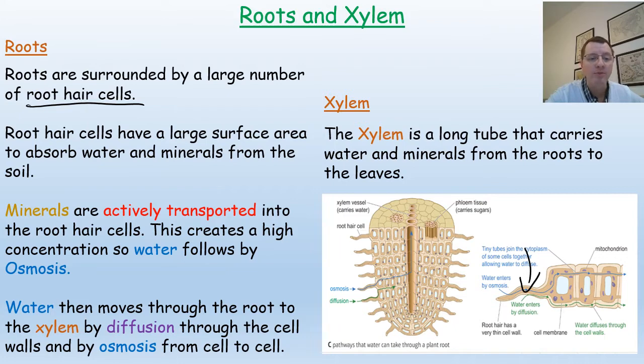The water can then move through the root from cell to cell to cell by osmosis, or the water can actually move from cell wall to cell wall to cell wall, so it doesn't have to enter the cell, and the water will move through cell walls by diffusion. So the water can move by osmosis or diffusion through the root hair cells here and into this structure here, which is known as the xylem. And the xylem is a long tube that carries water and minerals from the roots up to the leaves, where they can be used in a variety of different processes.